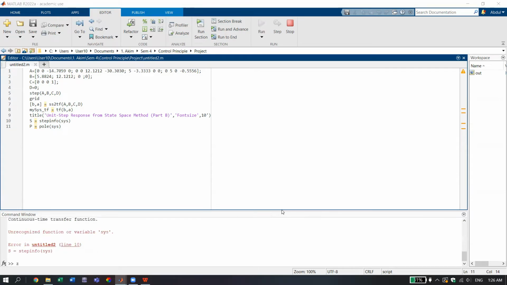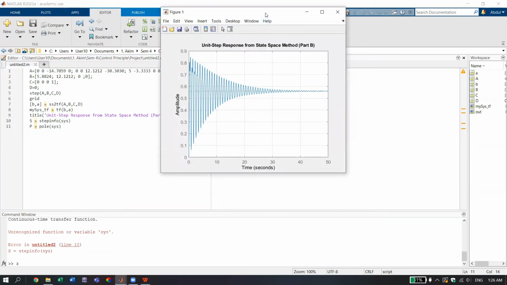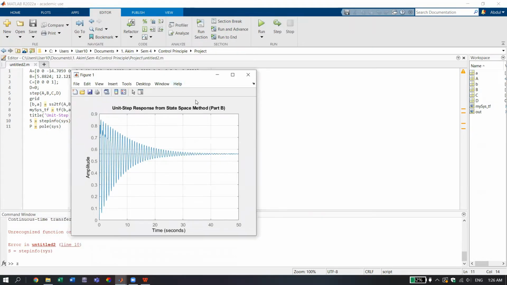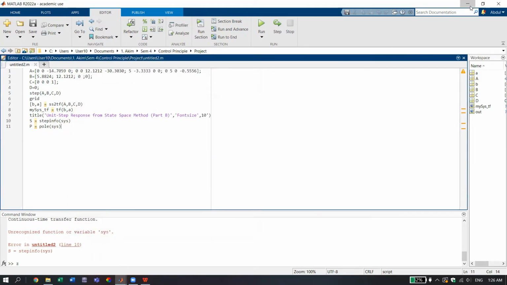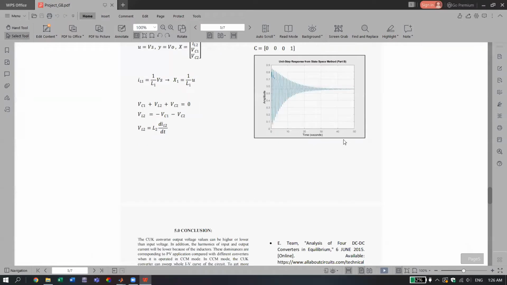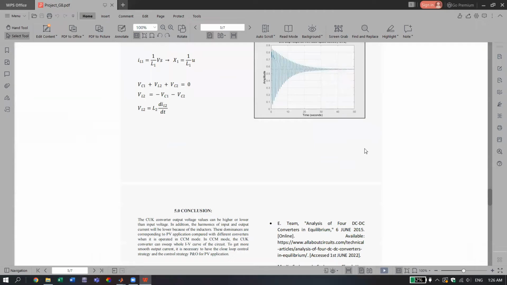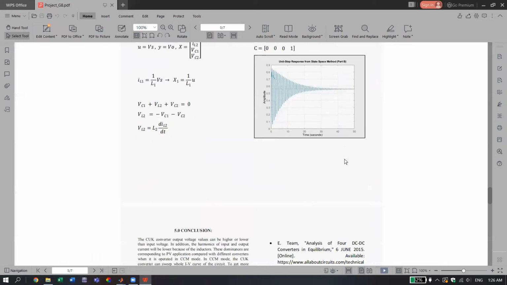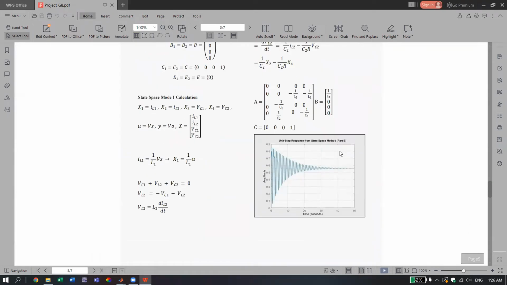Okay, this is our waveform for the unit step response from the state space method. That's all from me. Next, my friend will explain more about the conclusion and the acknowledgement. Okay, thank you.